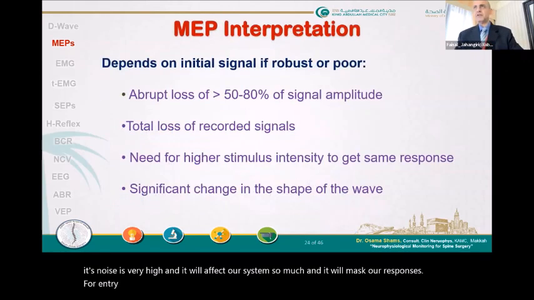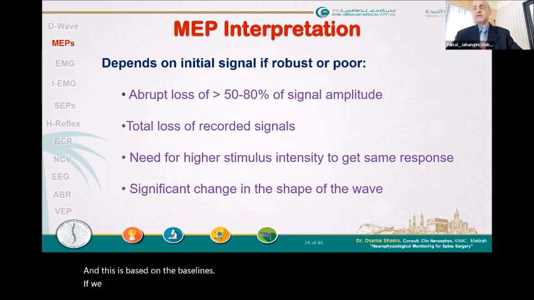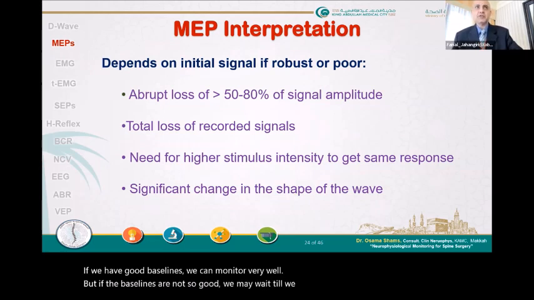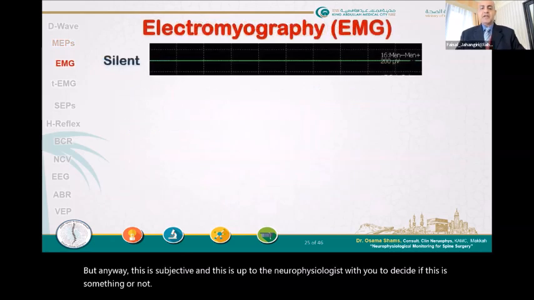For interpretation, theoretically, if the response is reduced 50 to 80%, this means something related to surgery. Practically, this is based on the baselines. If we have good baselines, we can monitor very well. But if the baselines are not so good, we may wait until we lose the signal to tell you whether there is something or not. Anyway, this is subjective and up to the neurophysiologist with you to decide if this is something or not.